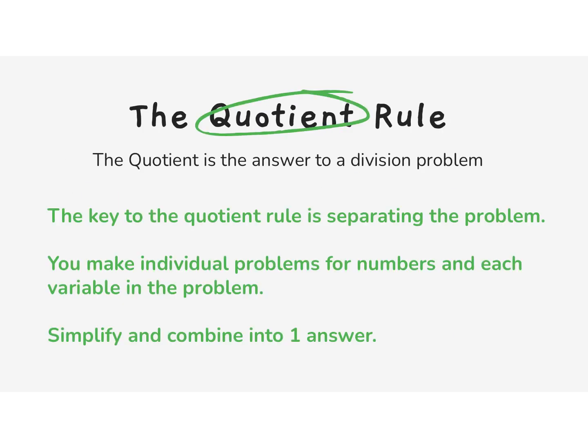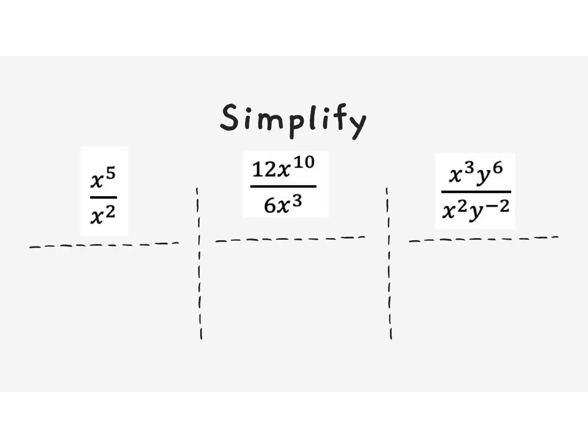All right, moving right along, we have the quotient rule. The quotient is the answer to a division problem, so we are going to be dividing. So what happens? The key to the quotient rule is separating the problem. We have done that in all of the examples before. You make individual problems for the numbers and the variable, and then you simplify and combine into one answer. Again, we have been practicing this, so let's see what it looks like. Okay, so let's do the first one together, and then you can give the others a try.